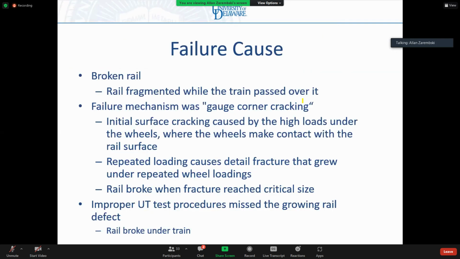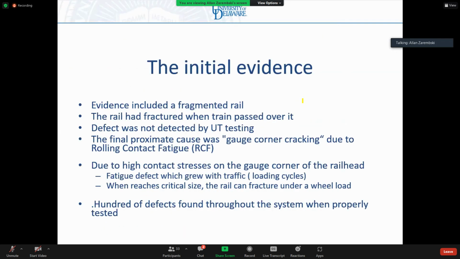What was particularly nasty about this particular defect was it was not detected by the ultrasonic testing that was done shortly before the vehicle came, because at that time the procedure used by Network Rail for ultrasonic testing was very poor.